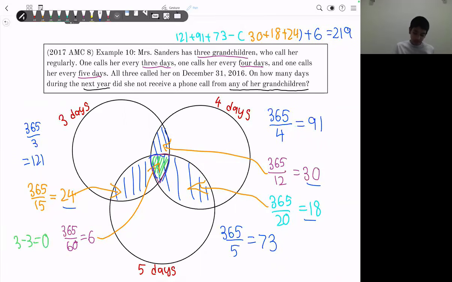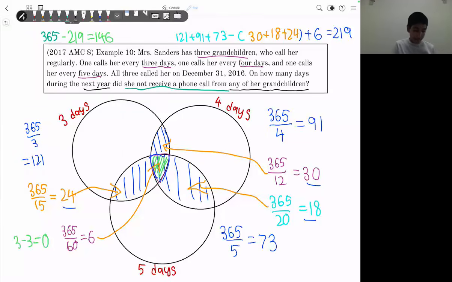But then we remember, now we also use some kind of a complementary counting technique as well. There are 365 days in a year, and it's asking how many days she did not receive a phone call from any of her grandchildren. So 365, the total number of days in a year, minus 219, the days when she gets called by at least one of her 3 grandchildren. Well, this is just going to be 365 minus 219. And this actually is 146. This is a very complicated problem, as you can see here.